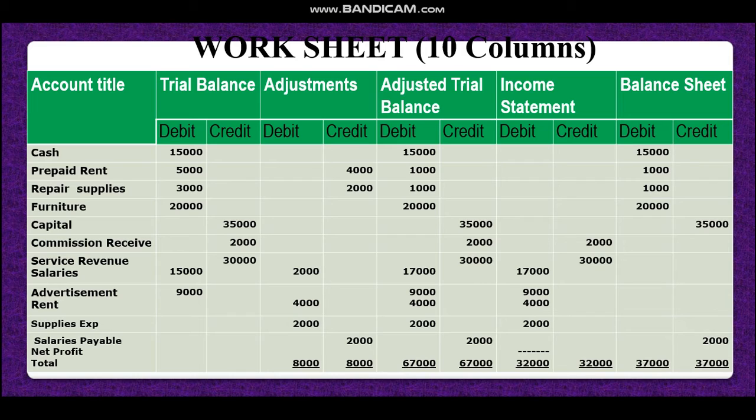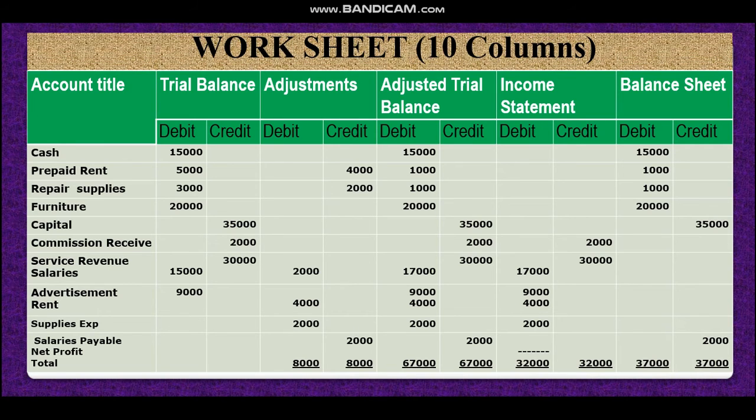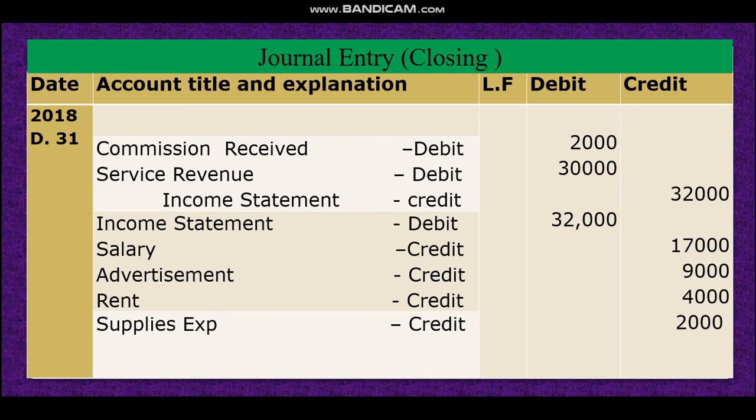Dear student, now our last part of today's lecture is the closing journal. If you can remember the formula for the closing journal, what are we doing the closing journal for? We are doing it for closing the income and expense accounts. At first you have to prepare journal entries, that means the format of the journal. There are 5 columns in the journal: date, account title, LF, debit taka, and credit taka.